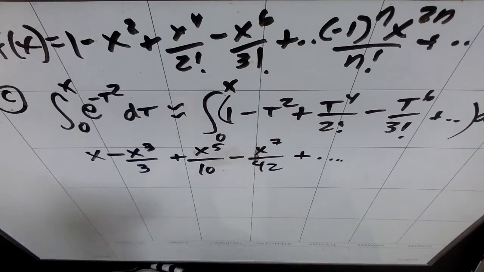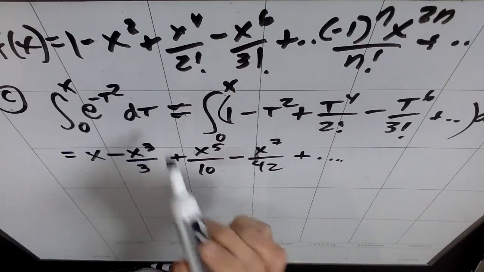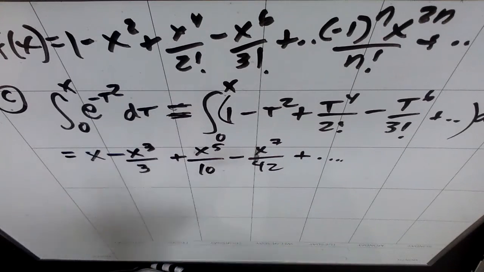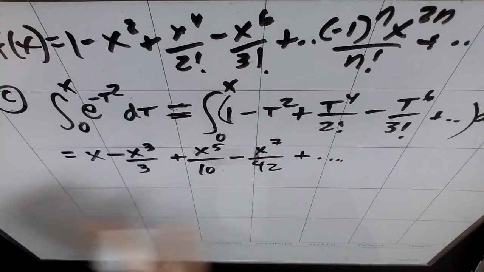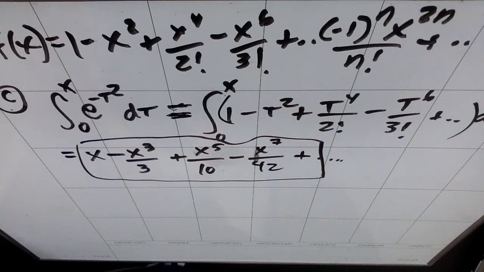And that's it. That's all they wanted, the first 4 terms. And so I'm able to say equals, not approximately, because notice that I put the ellipsis at the end, so it is equal to this, and that's all they wanted, the first 4 terms. Did it.